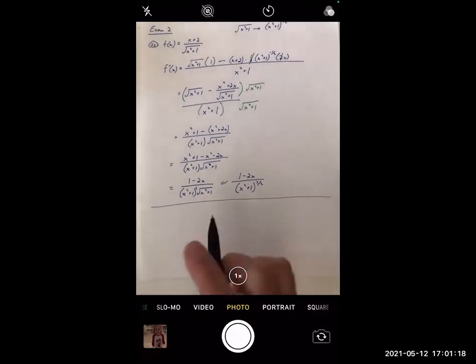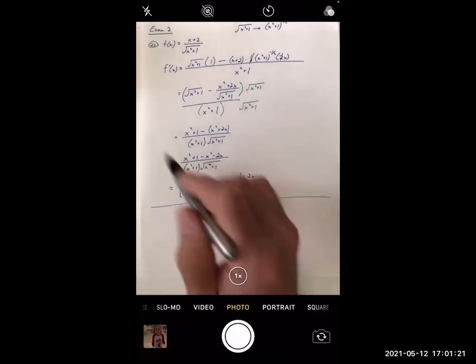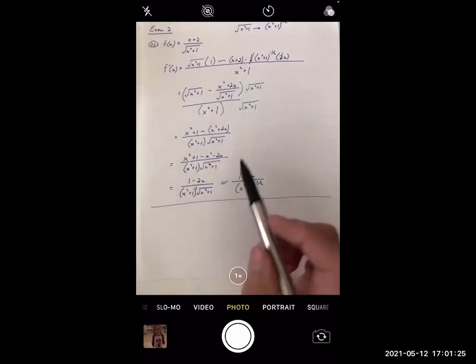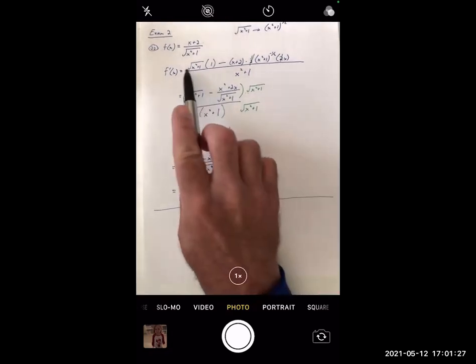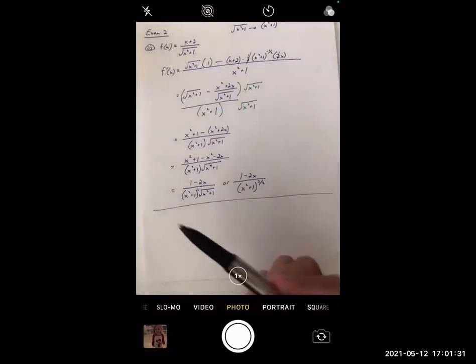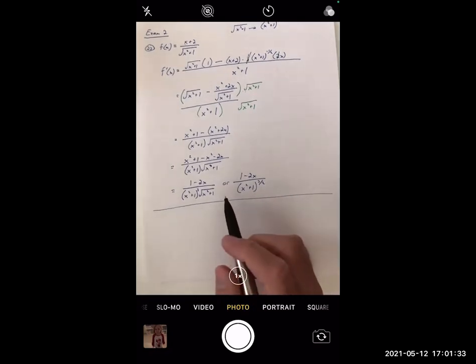So again, most of the errors that I saw on this problem were the algebra, and being able to simplify from here down to here. So it's just little things like that.